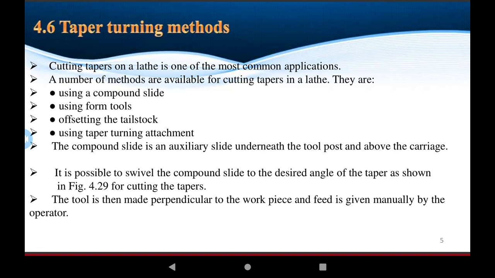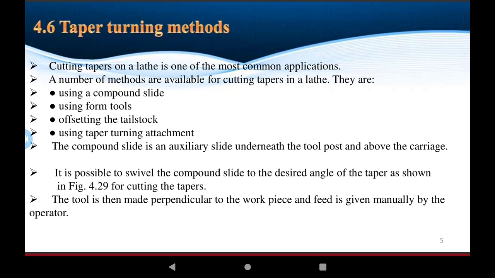It is possible to swivel the compound slide to the desired angle of the taper, as shown in the figures. A cutting taper turning operation is shown in the figures. The tool is then set perpendicular to the workpiece, and the feed rate is given manually by the operator. The machine also moves for the operation.